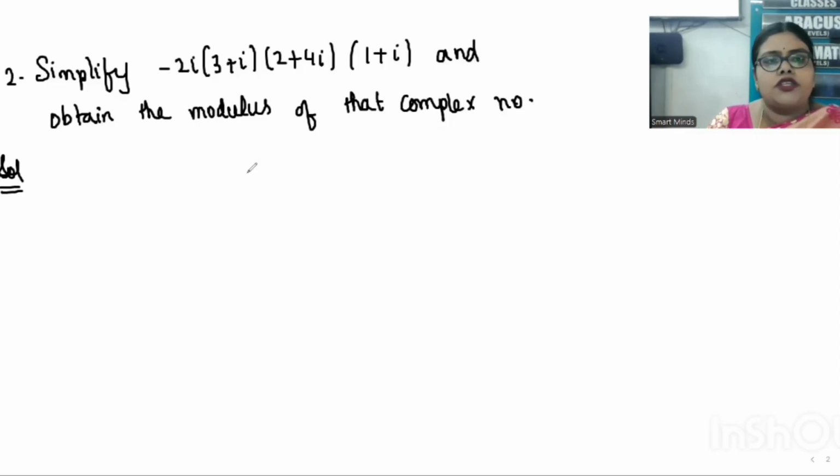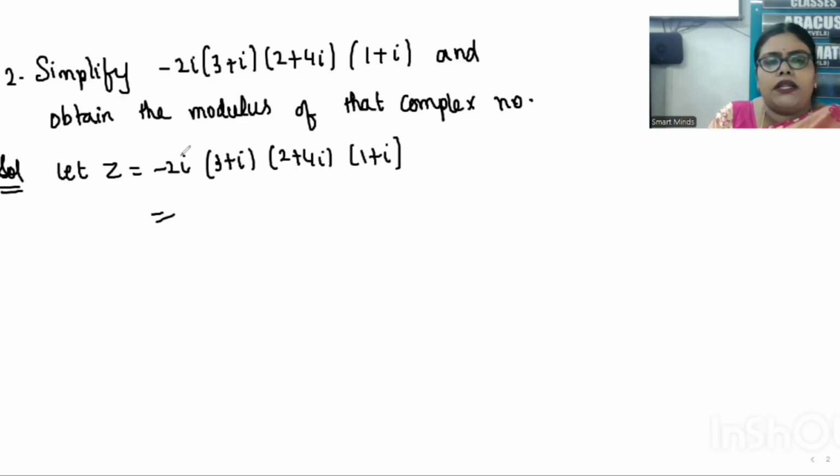Take the next question. Simplify (minus 2i into 3 plus i) into (2 plus 4i into 1 plus i) and obtain the modulus of that complex number. So let us say z is equal to the given complex number, minus 2i into 3 plus i into 2 plus 4i into 1 plus i. Let us multiply this into this.